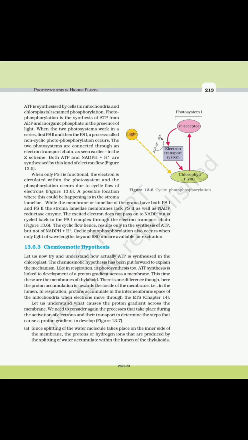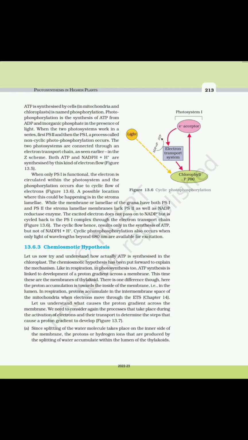When the two photosystems work in a series, first PS2 and then the PSI, a process called non-cyclic photophosphorylation occurs. The two photosystems are connected through an electron transport chain as seen earlier in the Z scheme. Both ATP and NADPH plus H+ are synthesized by this kind of electron flow. Figure 13.5. When only PSI is functional, the electron is circulated within the photosystem and the phosphorylation occurs due to cyclic flow of electrons. Figure 13.6.